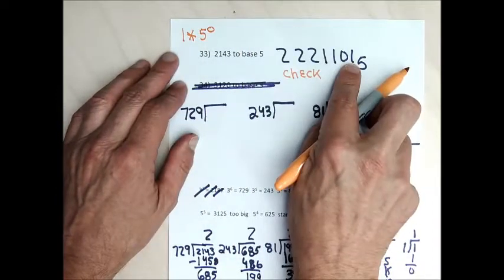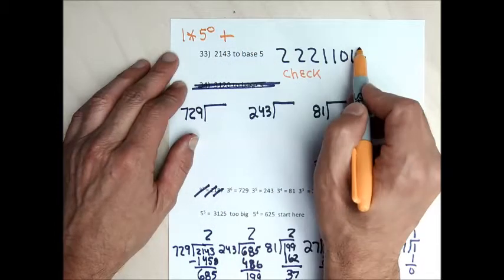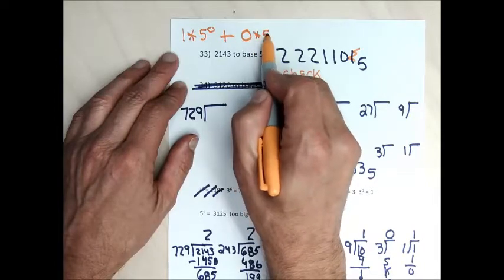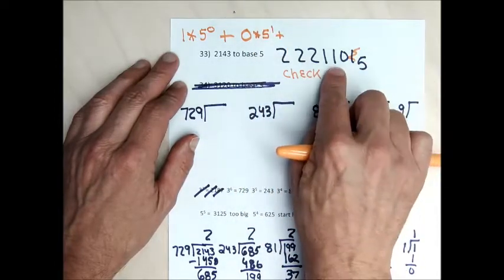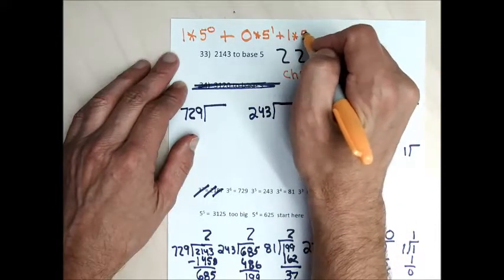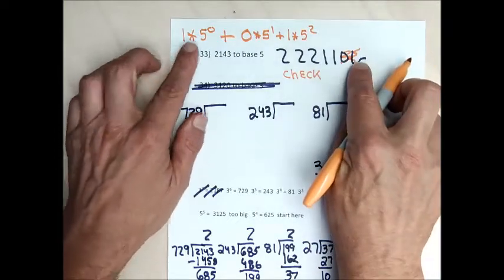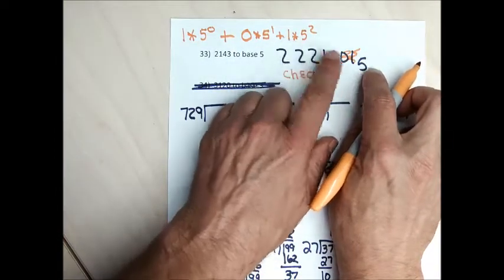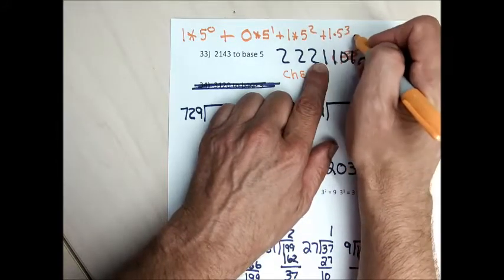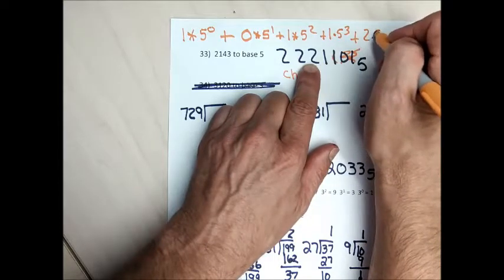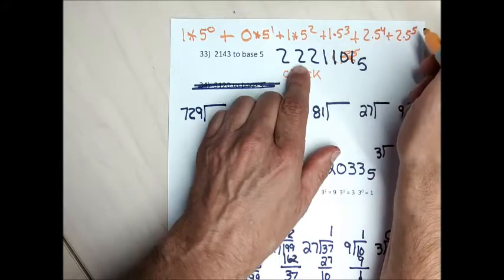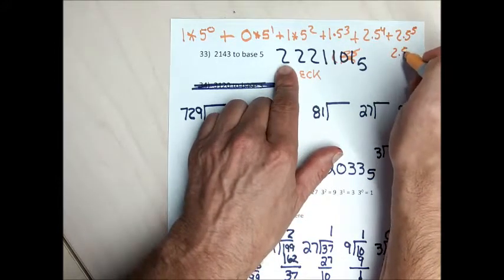So I wrote the number 1, which is this number, and then the 0, which is that number. And for each one of these, I'm going to multiply by a power of 5, and go up 1 each time. So 1 times 5 to the 0, 0 times 5 to the 1, 1 times 5 squared, and then this one is going to be 1 times 5 cubed. This 2 is going to be 2 times 5 to the 4th. This 2 is going to be 2 times 5 to the 5th. And that 2 is going to be 2 times 5 to the 6th.